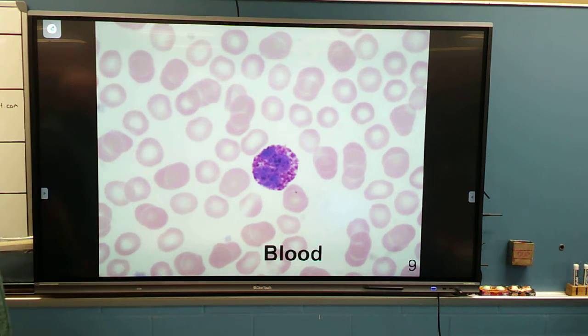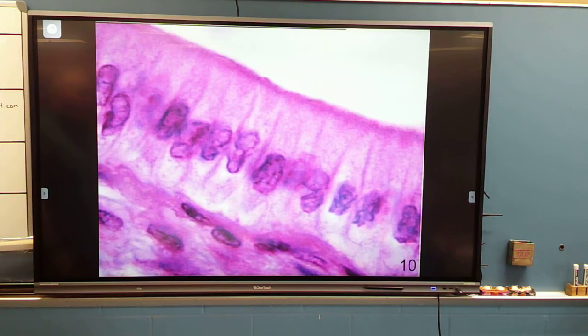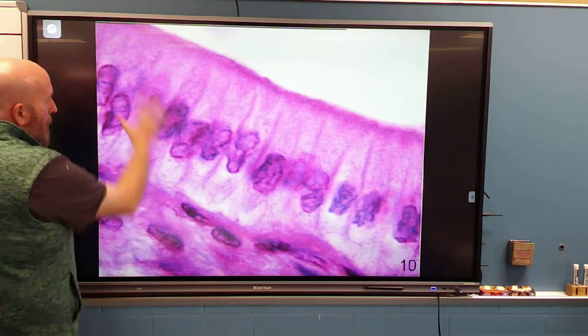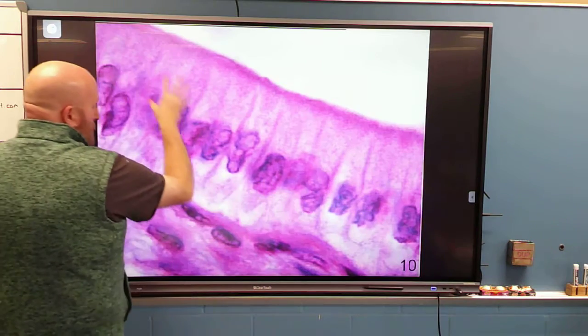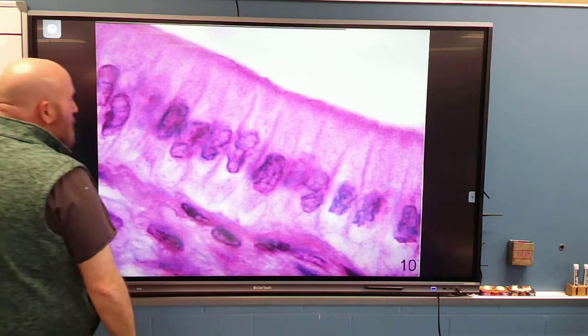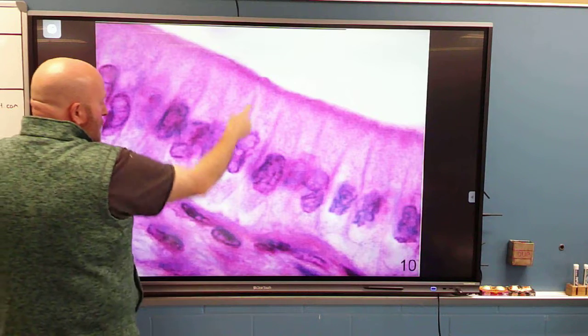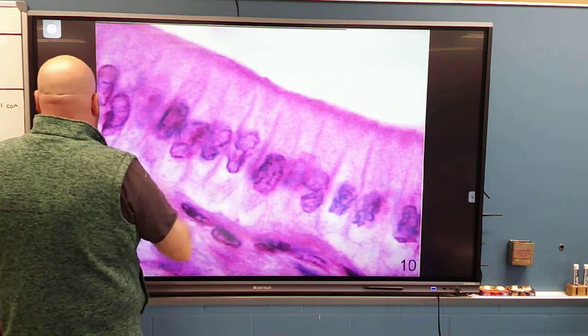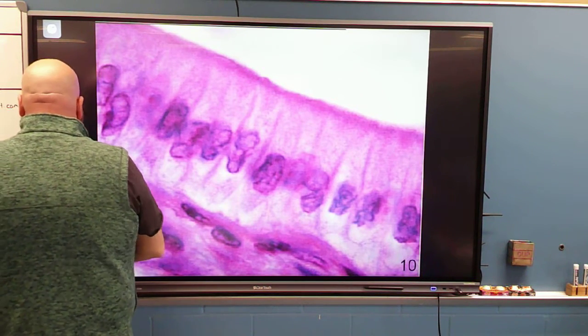Quite honestly. Okay? Now this one right here, I don't care about all this down here at the bottom. I'm looking right here. Right here in this area. Okay? If you look at the cells, see how they're elongated? Alright, let's do this.